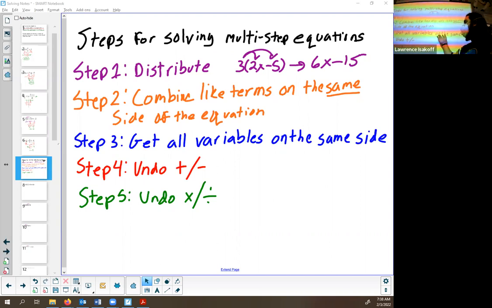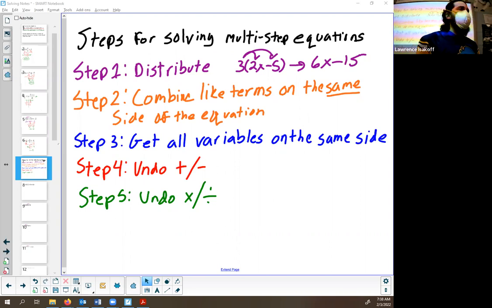Once I do that, I want to try and get all variables on the same side. So if I have a variable on the left side and right side of the equal sign, I want to move them all to the left side or all to the right side. Once we do steps 1, 2, and 3, it should look like a 2-step equation. So then we're going to look to undo multiplication and division, followed by undoing addition and subtraction. We're just trying to take it one step at a time to get something that looks a little easier to do each step along the way.